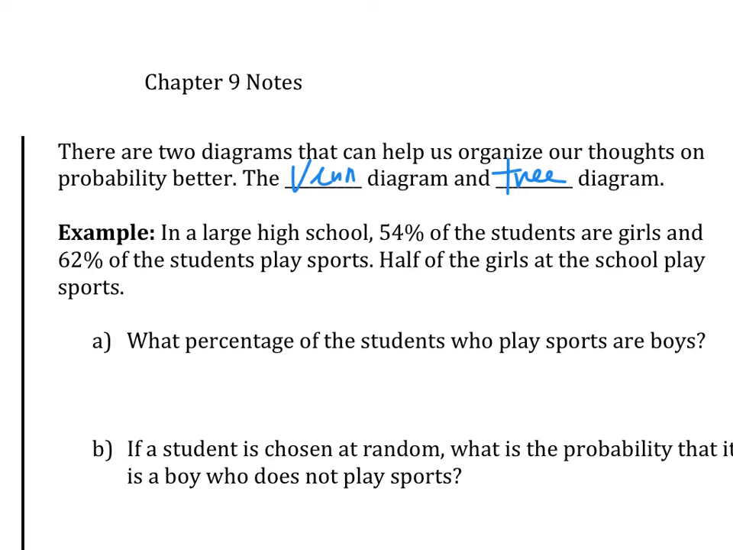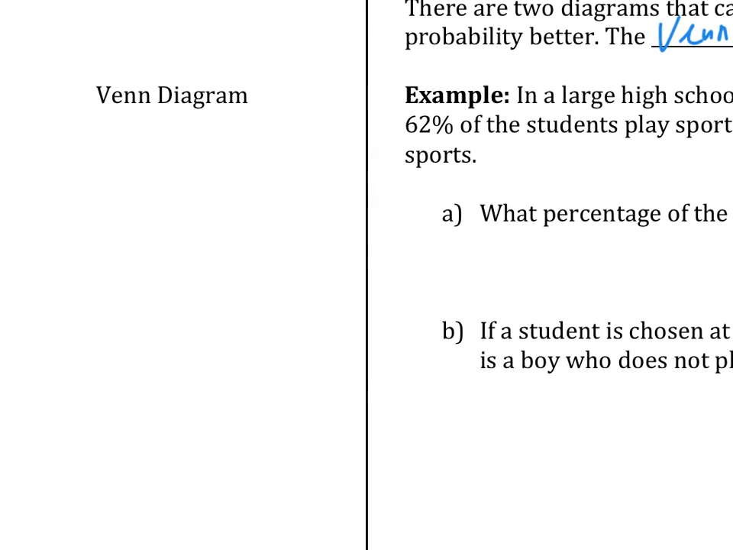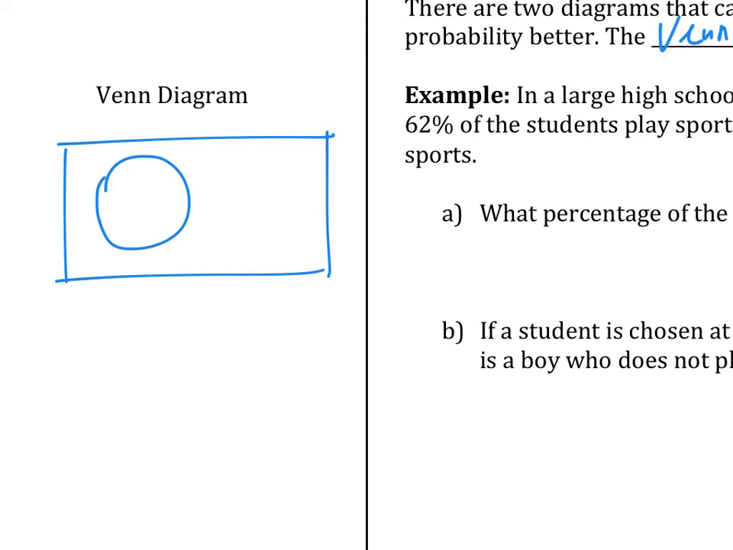In a large high school, 54% of students are girls and 62% of the students play sports. Half of the girls at the school play sports. Okay, let's go ahead and organize this information first. So they tell us a few things. 54% of the school are girls. So let's go ahead and draw a diagram for girls. And then it tells us that 62% of the students play sports.